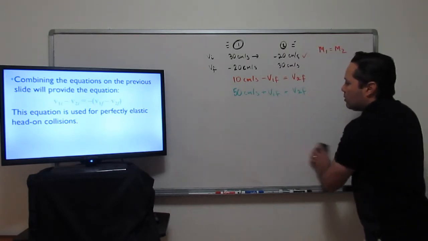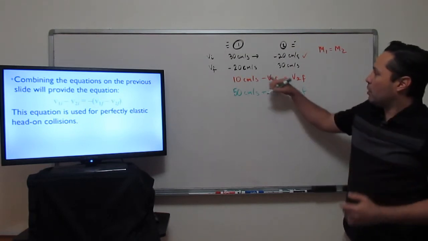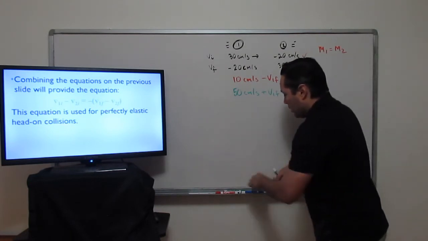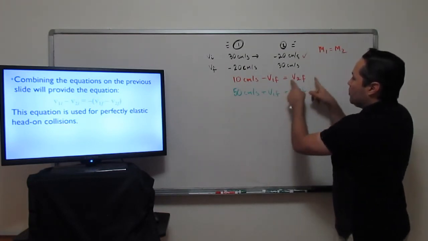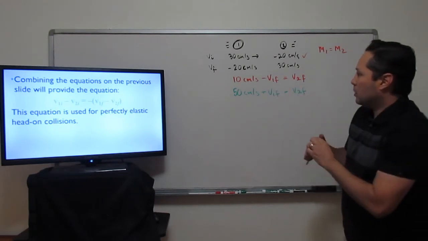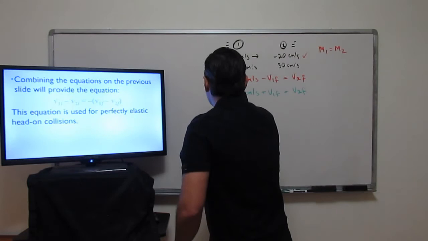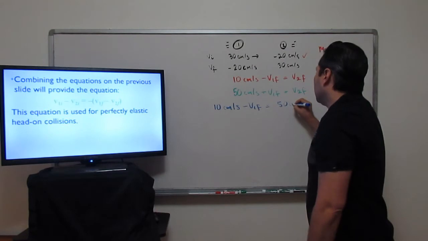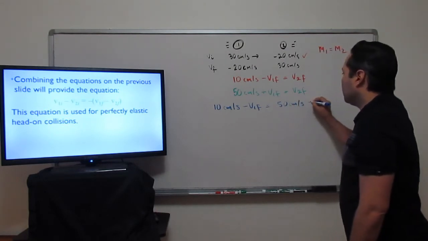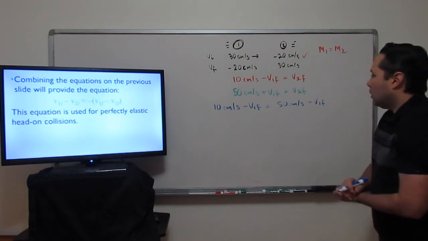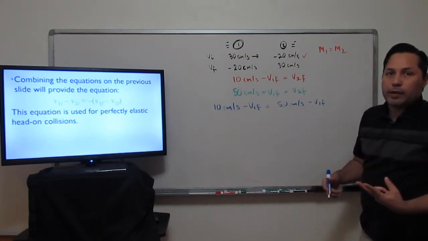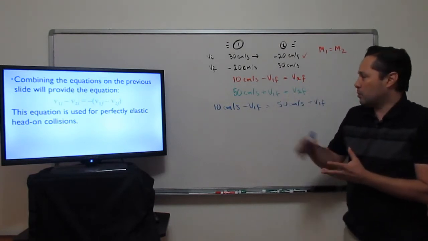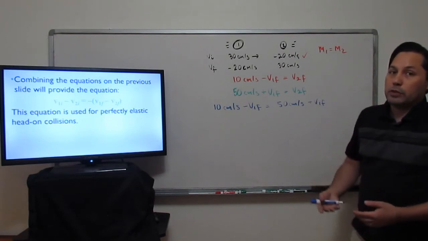Alright, so now that we have that, notice that both of these equal V2 final, so therefore these two formulas equal each other. So I'm going to rewrite them as such, where I get this and substitute it where the V2 final is. So now we have 10 centimeters per second minus V1 final is equal to 50 centimeters per second plus V1 final. Alright, so now we only have one variable here. That's the whole point: when you have two variables, you need two formulas, and then you can put them together, and here that's what we did, because they both equal V2 final.